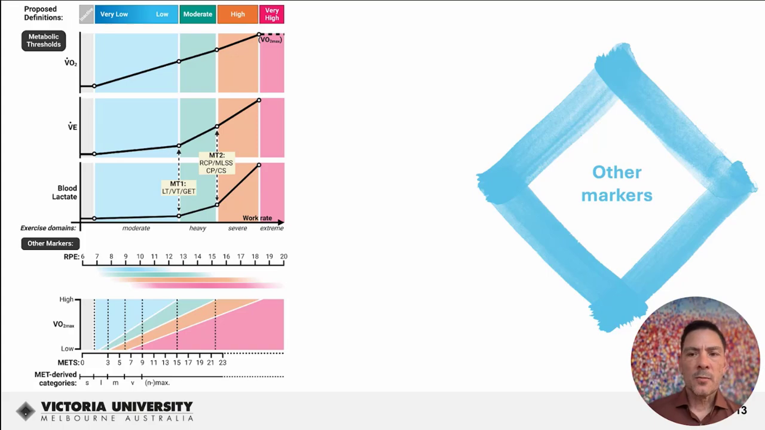So one of the things that we talk about in the published papers is that because of the difficulty in getting access to a physiology laboratory for everyone, we acknowledge there is a need for other markers. We acknowledge that RPE can be useful in some situations, but what we argue is that RPE is probably best used if the intensity has already been established using a more robust method like the metabolic thresholds or the VO2 max.